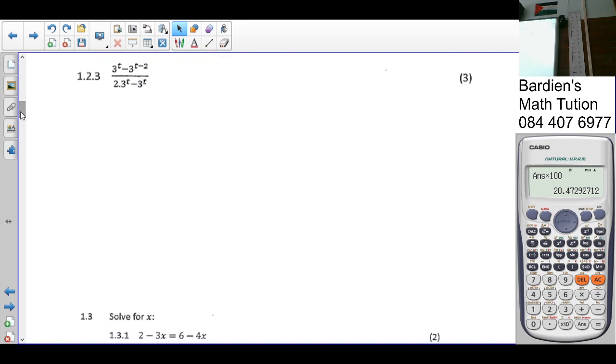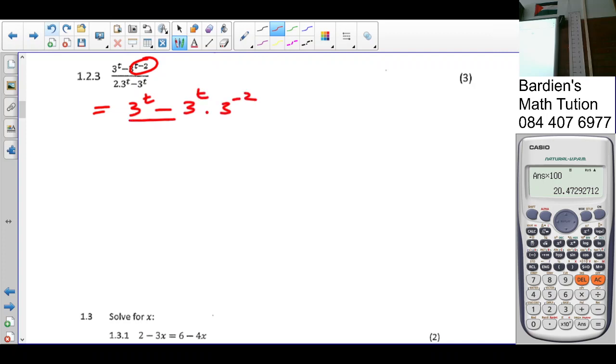The next one, we've got an exponential expression here. So we're going to break that up. That's why that denominator is already broken up. We don't have to do the step, but it just makes it easier to follow. So it's 3 to the t minus 3 to the negative 2, over 2 times 3 to the t minus 3 to the t.